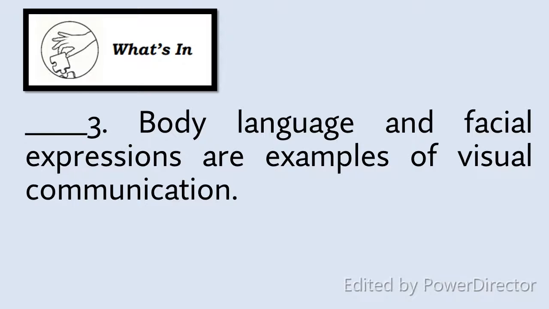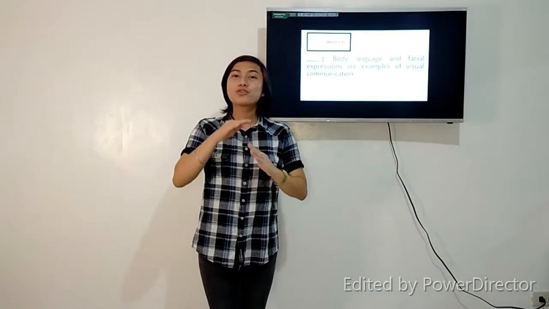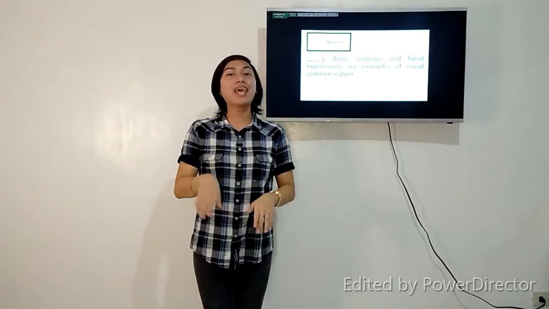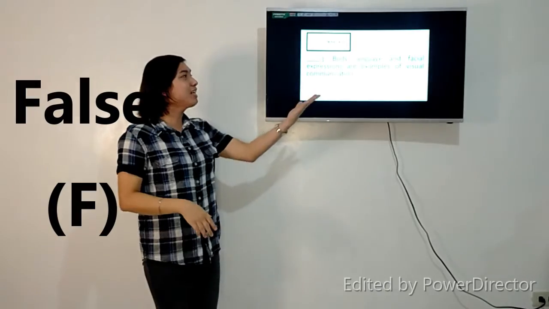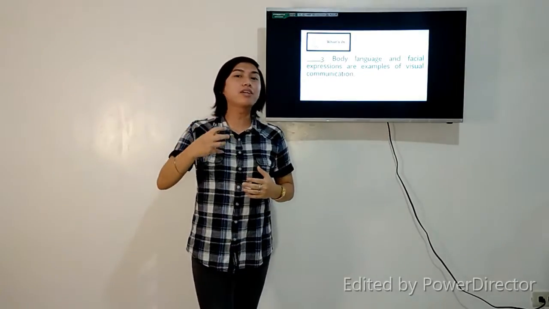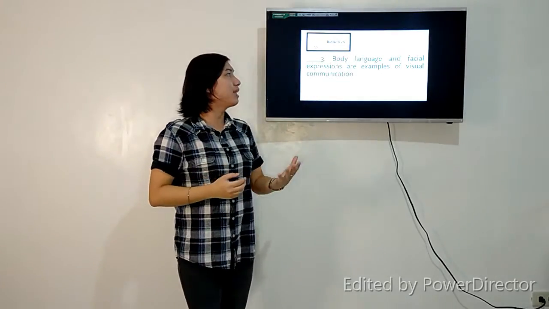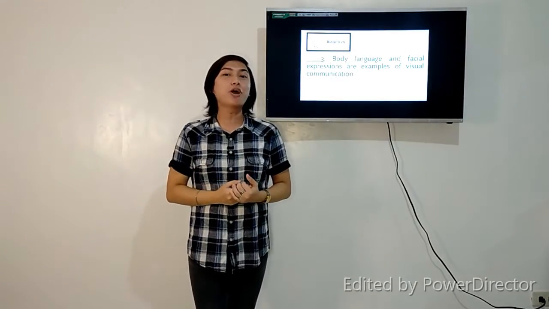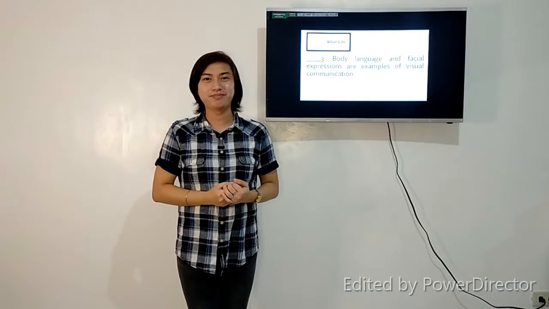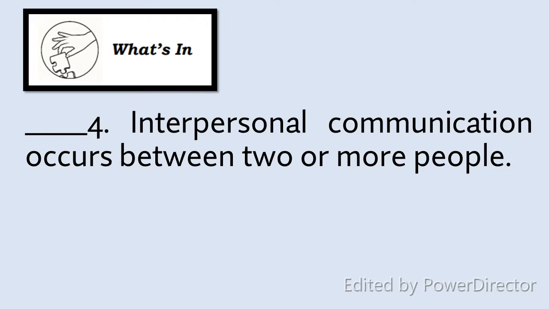The third one is body language and facial expressions are examples of visual communication. Your answer is it true or false? The correct answer is false, because body language is what we call kinesics and facial expressions are part of what we call oculesics. Both the body language and facial expressions are in the form of non-verbal communication, and it is not visual. For the fourth one, interpersonal communication occurs between 2 or more people.